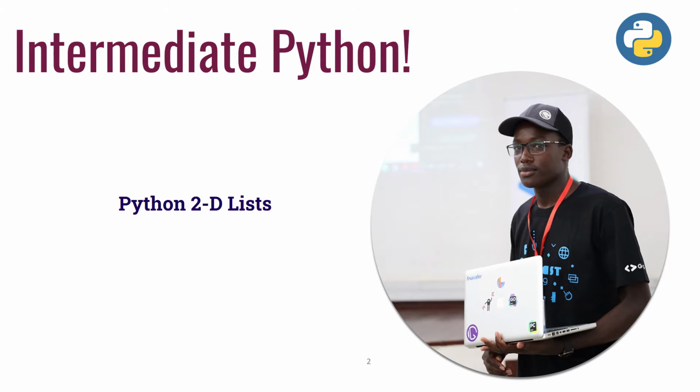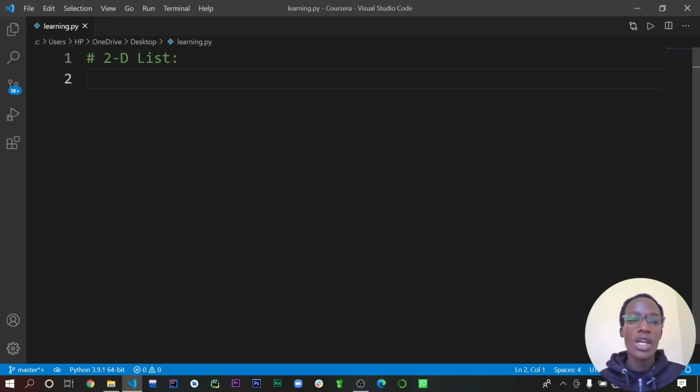We are going to learn about 2D lists. So this is actually a format of creating a list. The first thing you have to do is use the first opening and closing square brackets. Then you can start by creating your elements. So maybe you have different lists.